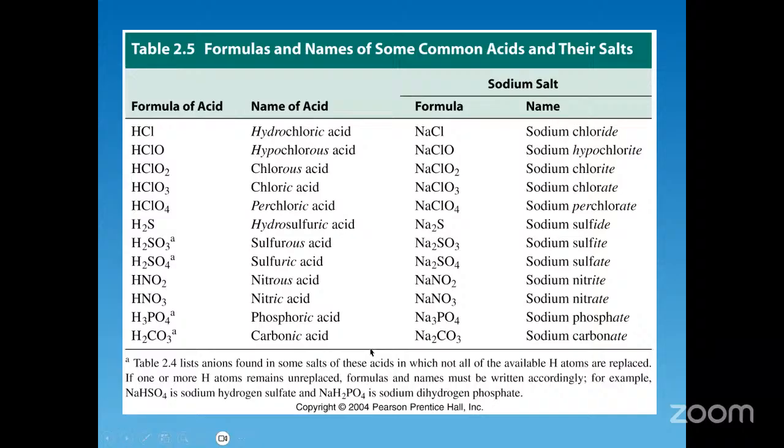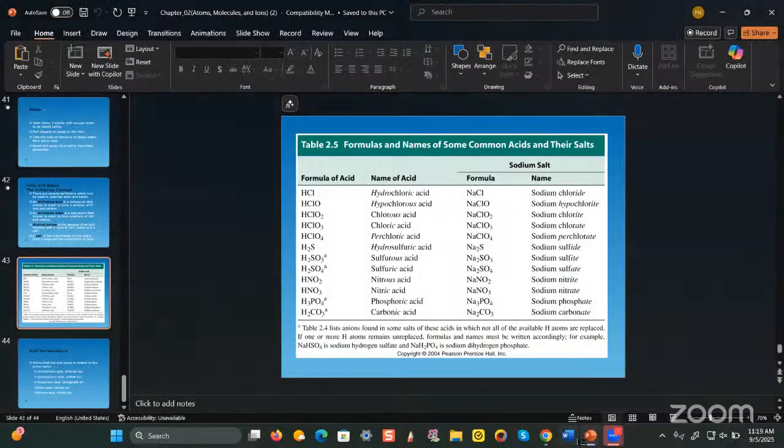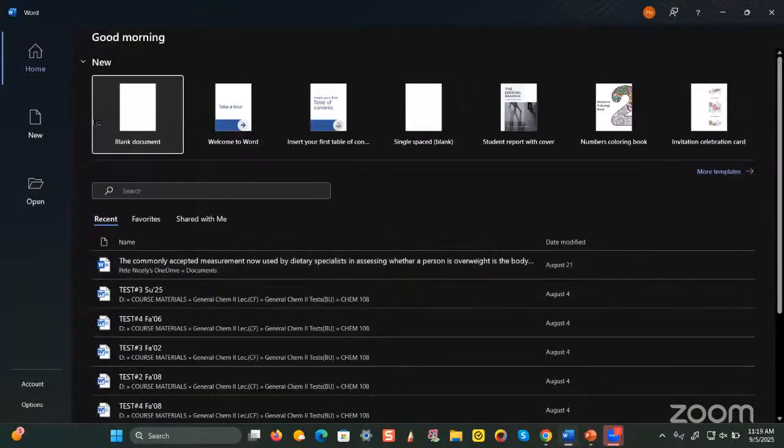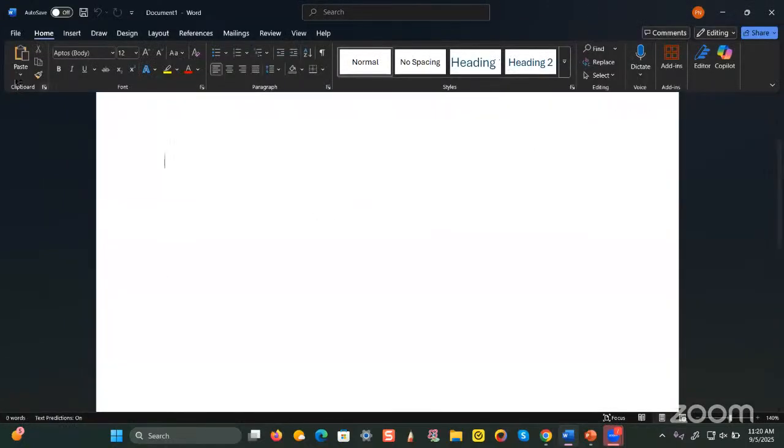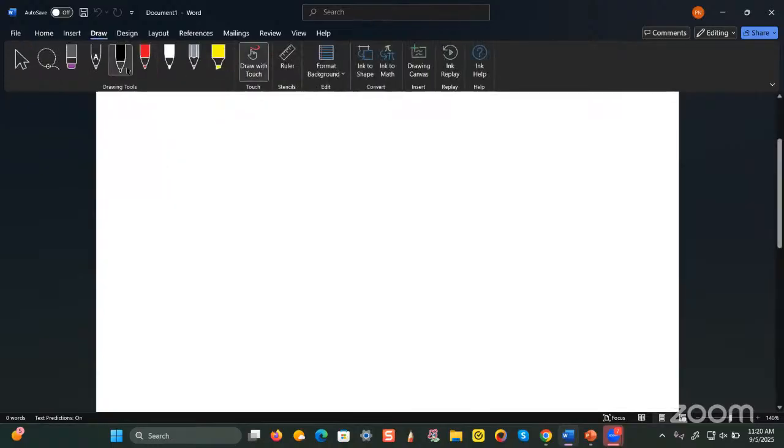So here is basically a list of acids and their names. Now, what I'm going to get into, and this will complete this chapter, is how do we go about naming acids, right? So let me get out of this here, and let me open up a Word document here. And okay, so there are two broad categories of acids, right?